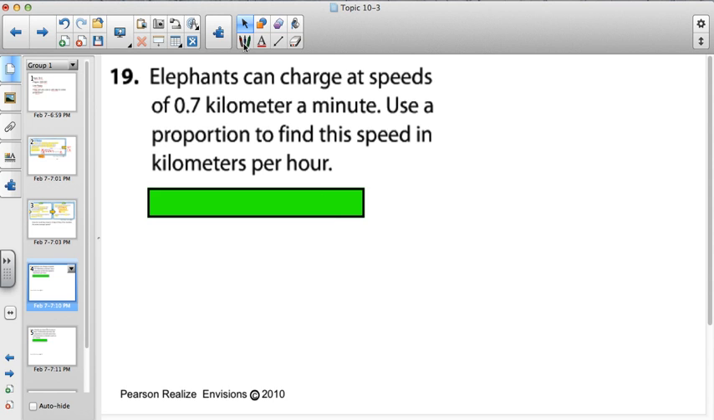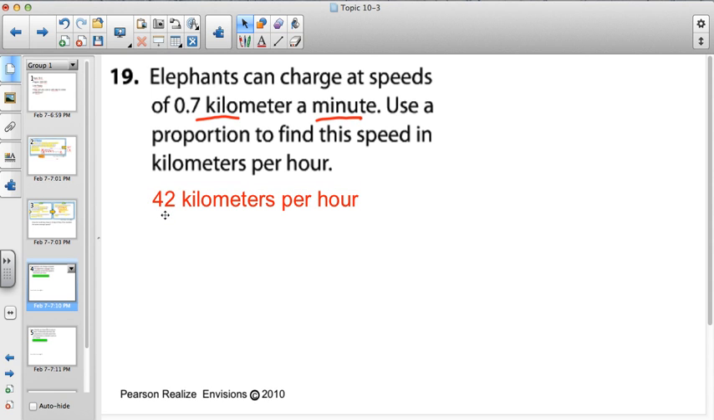Alright, hopefully you took some time to solve the problem. It tells us that elephants can charge at speeds of 7/10 of a kilometer a minute. Use a proportion to find this speed in kilometers per hour. So what we want to do is set up a proportion. Now the answer, if you haven't figured it out, is 42 kilometers per hour.